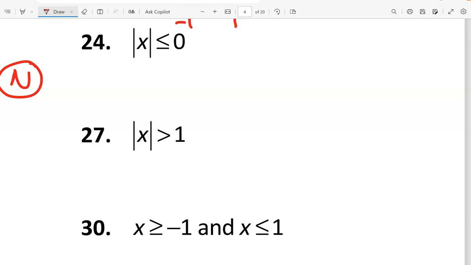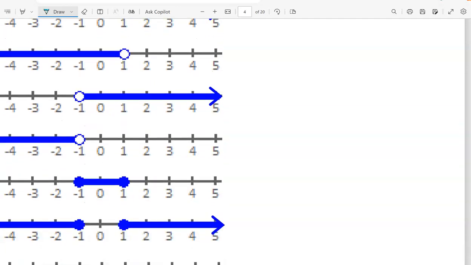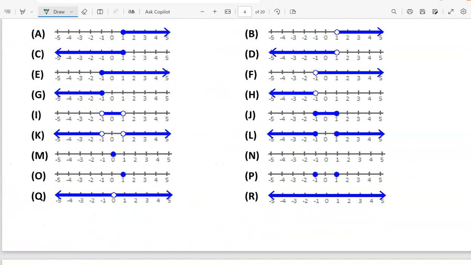Now let's take a look at number 24. For number 24, the absolute value of x is less than or equal to 0. So we are looking for where a positive number or 0, because the result of an absolute value is either a positive number or sometimes 0. So when is a positive number or 0 less than or equal to 0? Well, a positive number cannot ever be less than or equal to 0. But 0 can be less than or equal to 0 because it can be equal to 0. So what is the only number that makes this inequality true? 0 is the only solution, so we are looking for a single point on the number line, x equals 0, and that would be choice M.